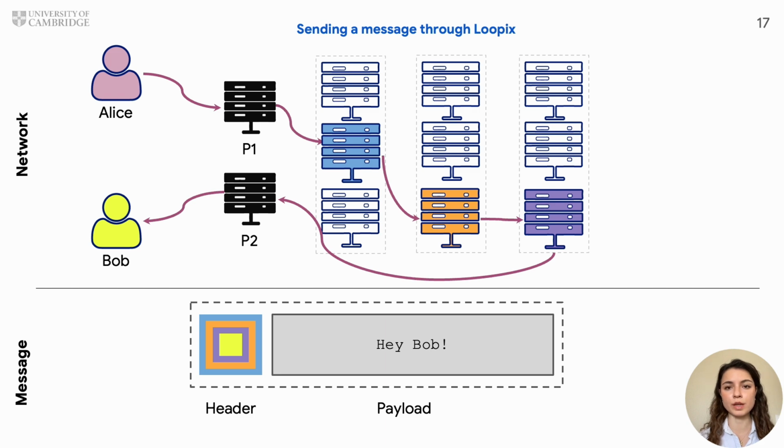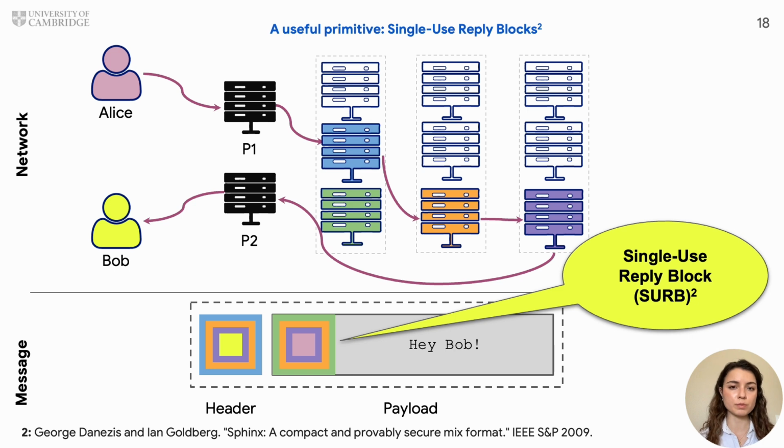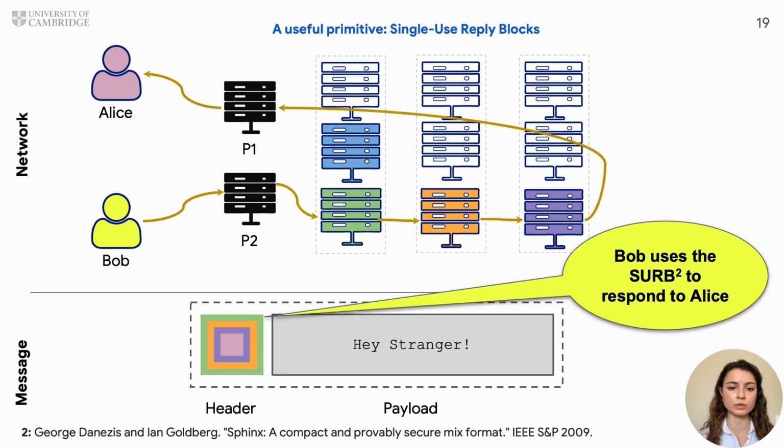So as the message moves through the network, each node knows the node that comes right after it and the one that comes right before it. As long as one of these relay nodes is honest, it is difficult for an adversary to determine who is talking to whom. And this is one of the ways that Loopix achieves metadata privacy. Loopix also supports this useful primitive called single-use reply blocks, or SURBs. A SURB is basically a header that the sender of the message, in this case Alice, prepares and attaches to the payload. Bob can then use the SURB as the header of his reply and send a message to Alice without having to know her public key or network address.